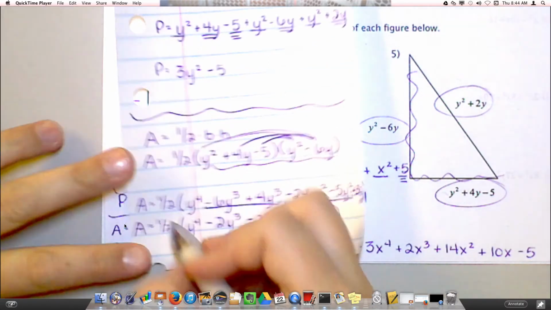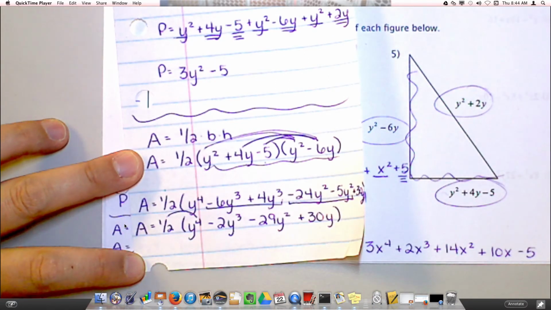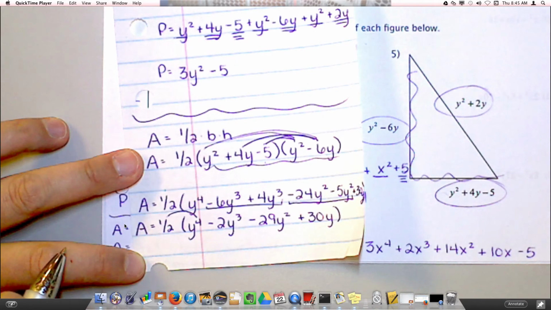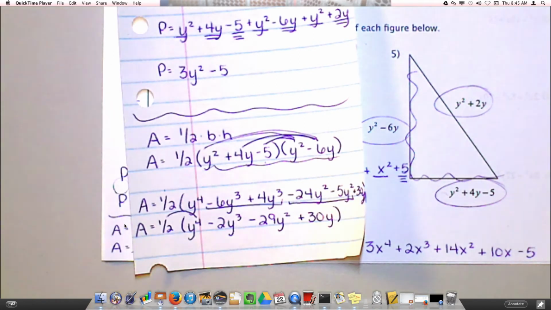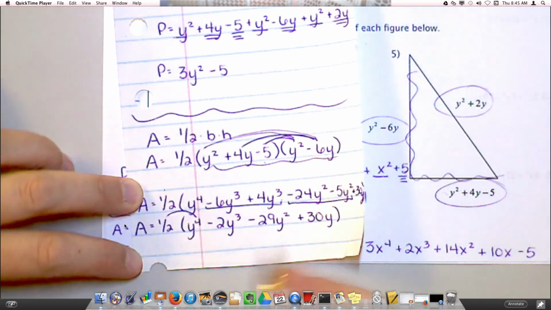Distribute it to everything. What do you get when you do 1/2 times y to the 4th, Isaac? Nope, but that's exactly the answer I was hoping to hear. It's not y squared. What if that were a 5 and you were doing 5 times y to the 4th? How would you write it? You would just write 5y to the 4th, right? So this would be 1/2 y to the 4th. You just stick a 1/2 in front of there.